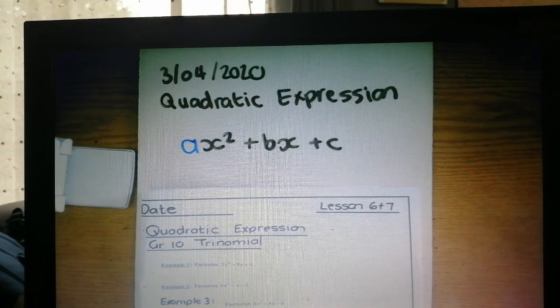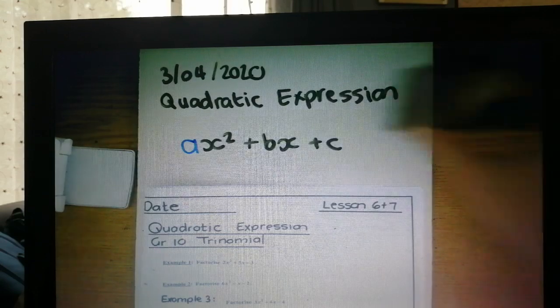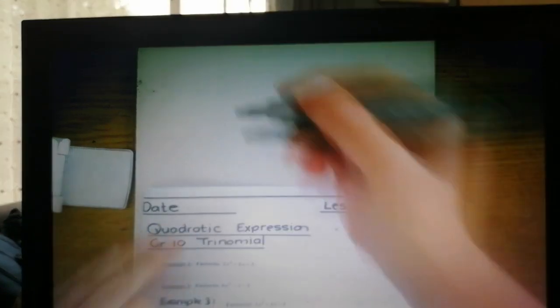So this is your grade 10 trinomial. There are 2 different ways to do it, and I'm going to show you the one way. If you get back to school, perhaps your teacher's more comfortable with the other way, and she can show you that way. If I can just remind you what grouping was, where we had 4 terms and we had to take out a common factor.